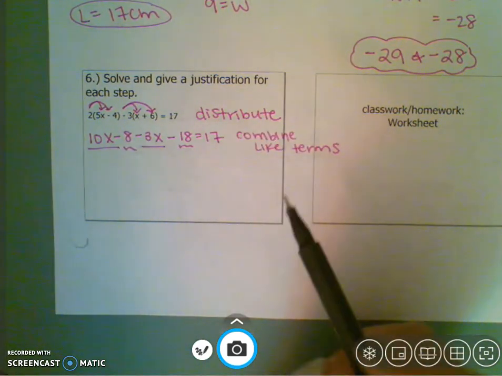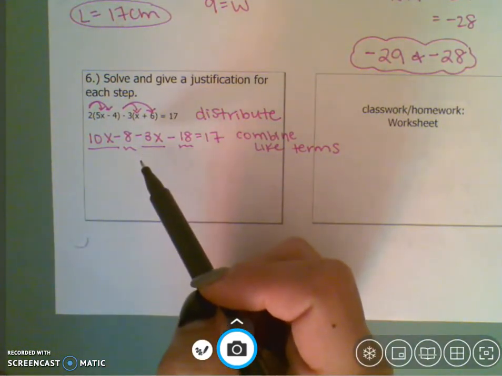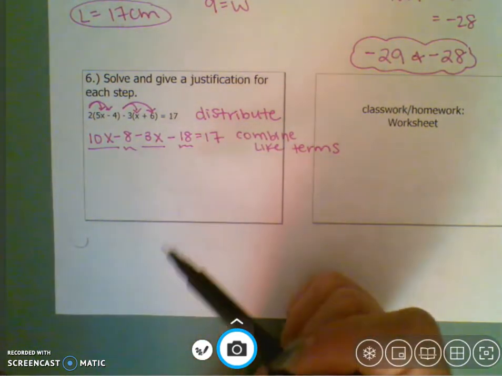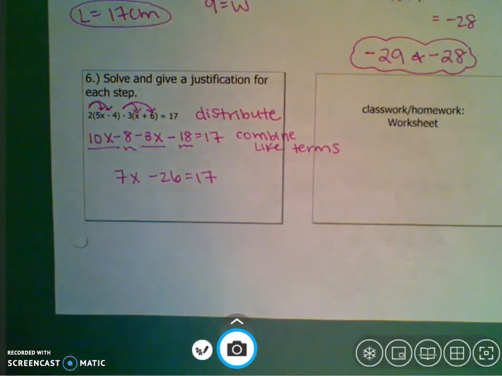Okay, after you distribute, your next step is to combine like terms. So when you combine like terms, you can do the 10x and the negative 3x together, and you can also do the negative 8 and the negative 18, which should give you this. So then you have 2 more steps to do. You have to get rid of the 26 and get rid of the 7.